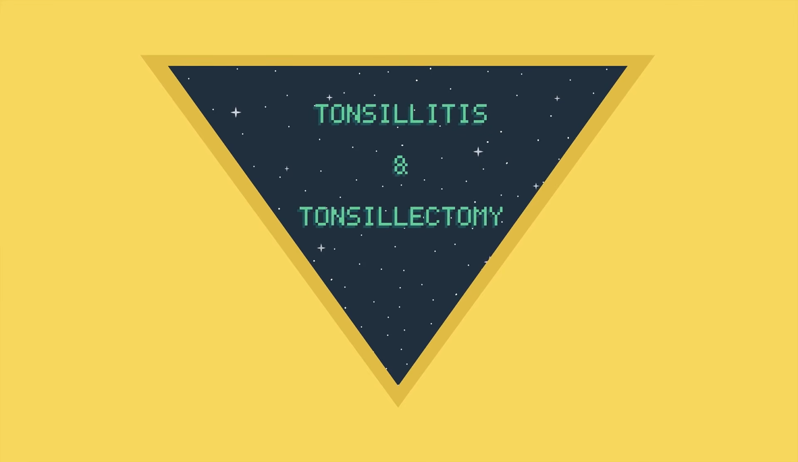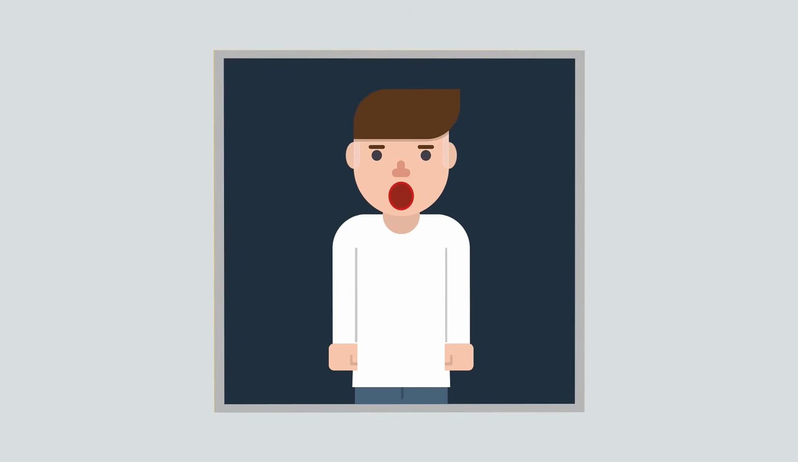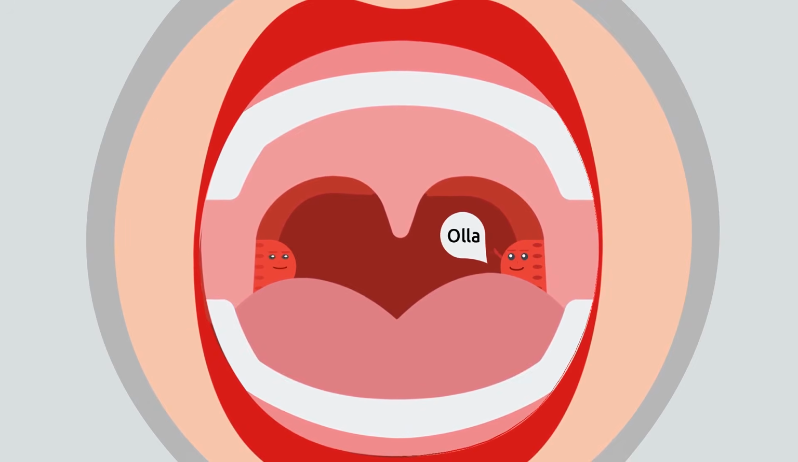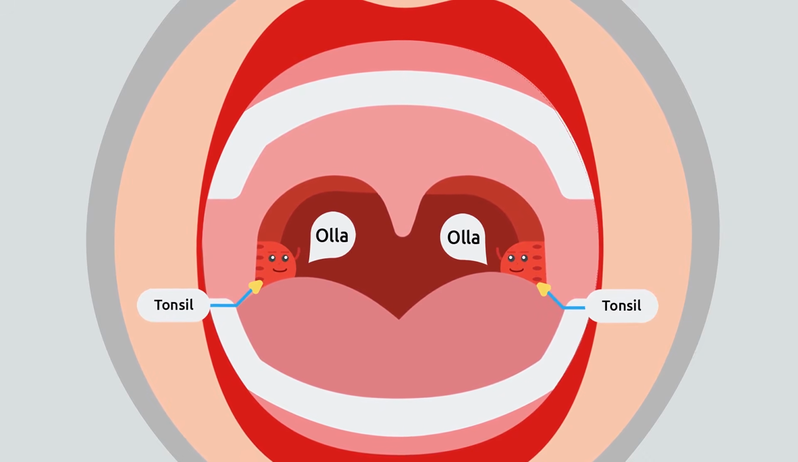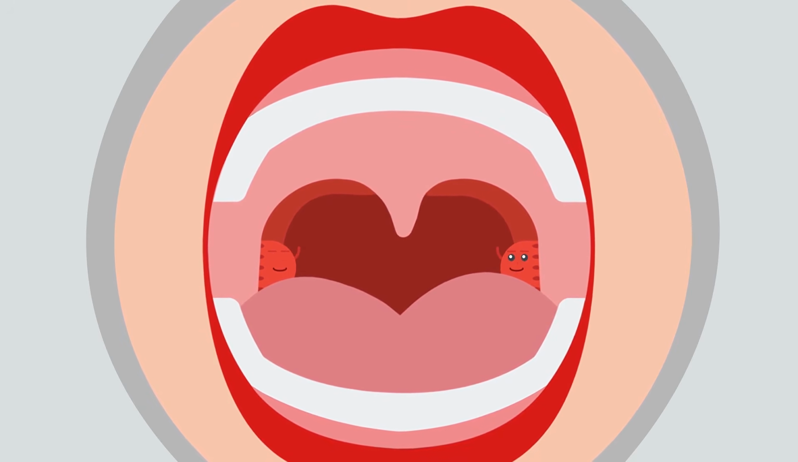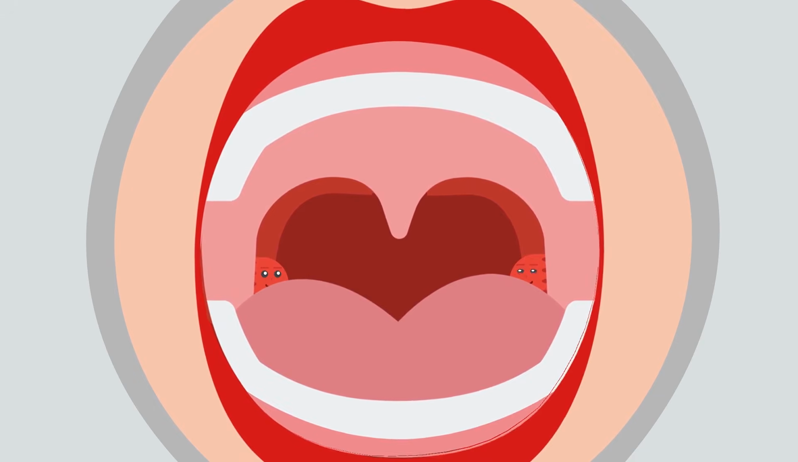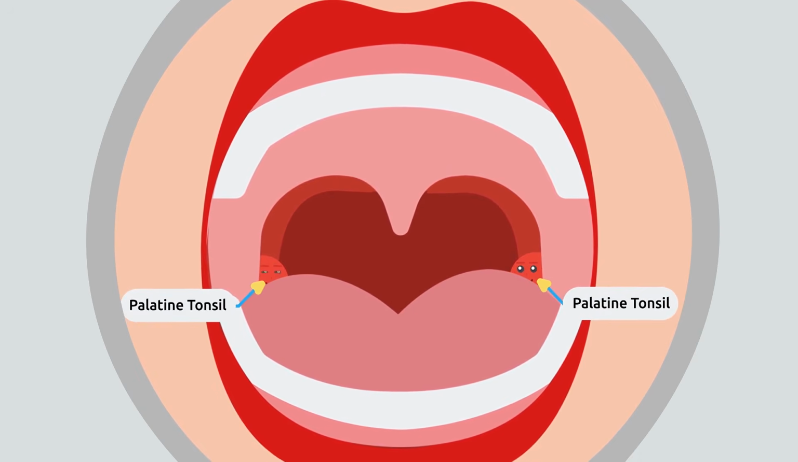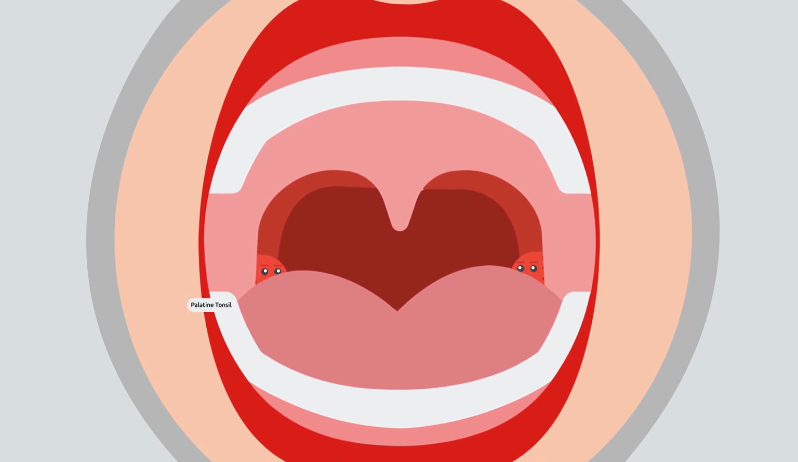Tonsillitis and tonsillectomy. When a person opens his mouth, there are a lot of things you can see. One of the most important organs that help fight off infection is among them, also known as the tonsils. Tonsils are often overlooked when you open your mouth. This is because they are often small and hidden between the two arches. These tonsils are known as palatine tonsils due to their location near the palate, or the roof of the mouth.